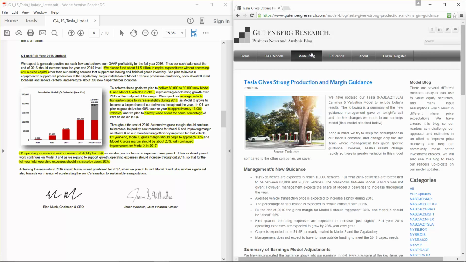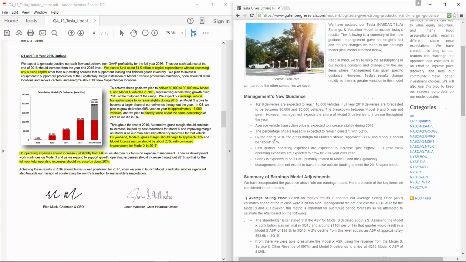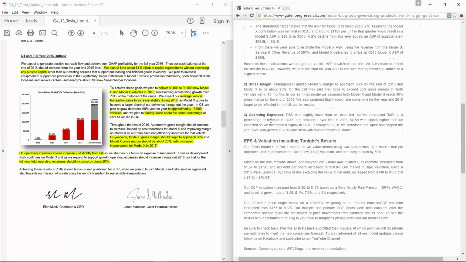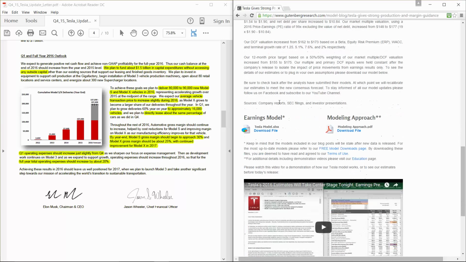So if you go to click our model blog from gutenbergresearch.com, you can see that we've left bullets of just the key management guidance items, and we've also given a summary of the updates in our model, along with our EPS and valuation changes, and then the model saved here too if you want to download it.